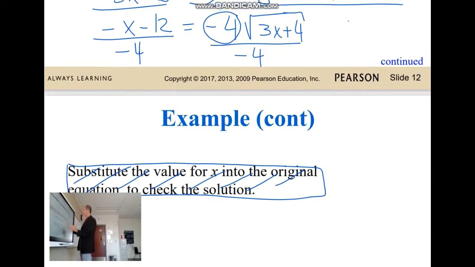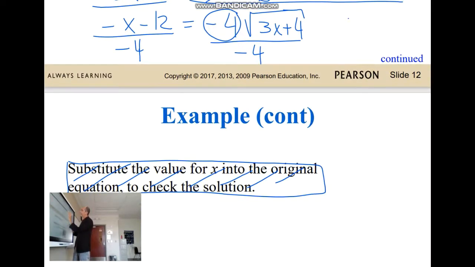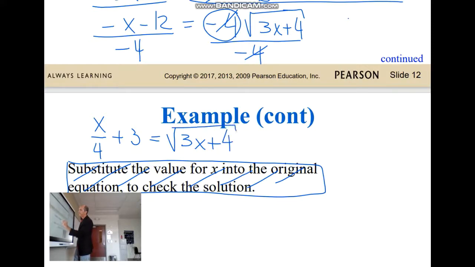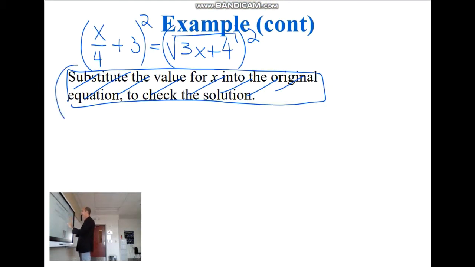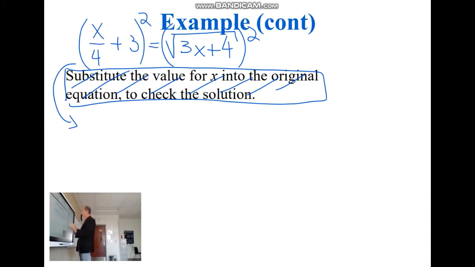And we're keeping working down here. Negative x divided by negative 4, negative with negative positive, x over 4. Negative 12 divided by negative 4 is negative with negative positive, positive 3, equals, and negative 4 with negative 4, 1, square root of 3x plus 4. Great. Square both sides, and now we will have here, and keep it working underneath.